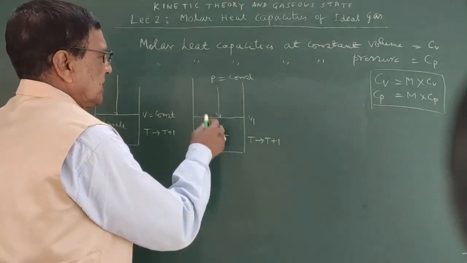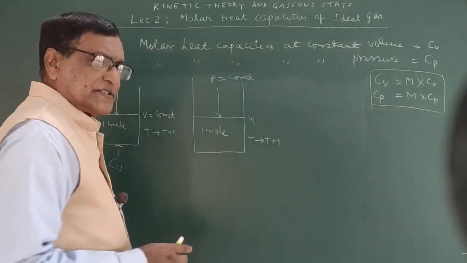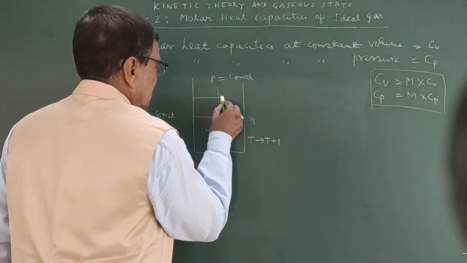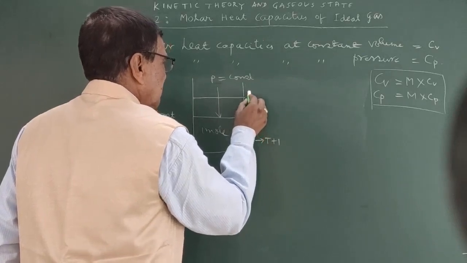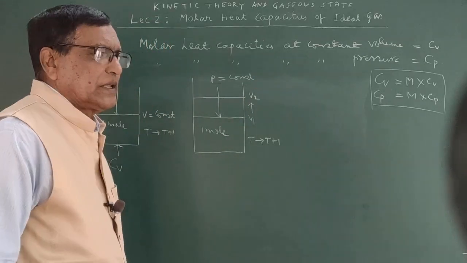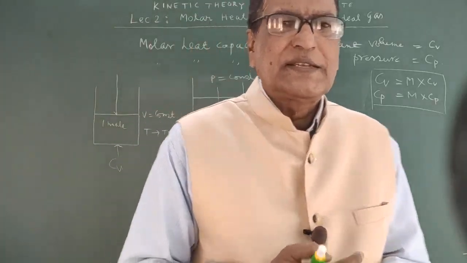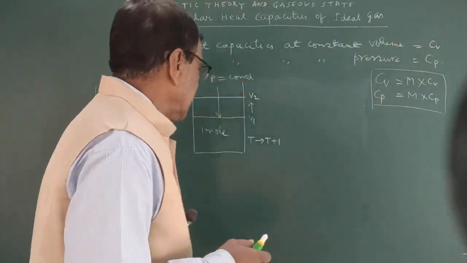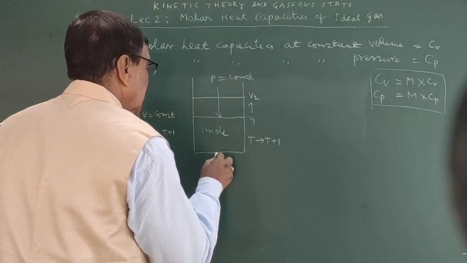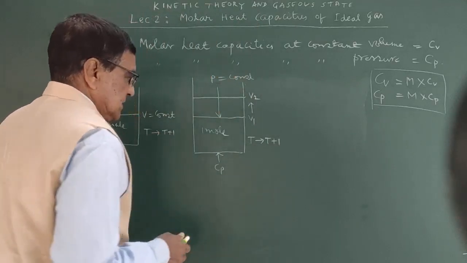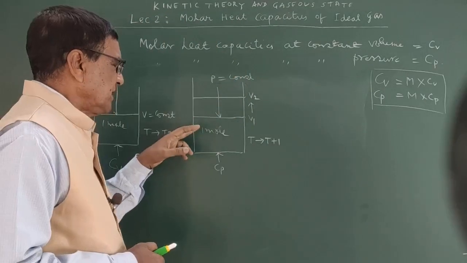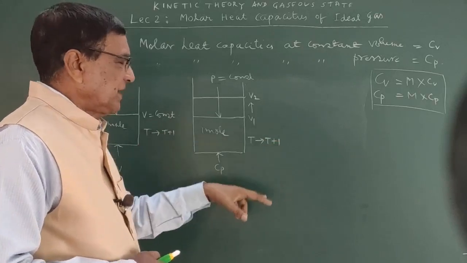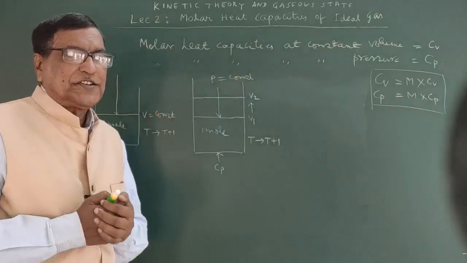In this case, whenever the pressure remains constant and the temperature is raised by 1 degree, according to Charles law, the volume will increase, say from volume V1 to V2. Whenever the volume of this gas is increased, there will be some additional work. Here the amount of heat is equal to Cp, the amount of heat required to raise the temperature of 1 mole of gas from T to T plus 1 by 1 degree, where P remains constant.